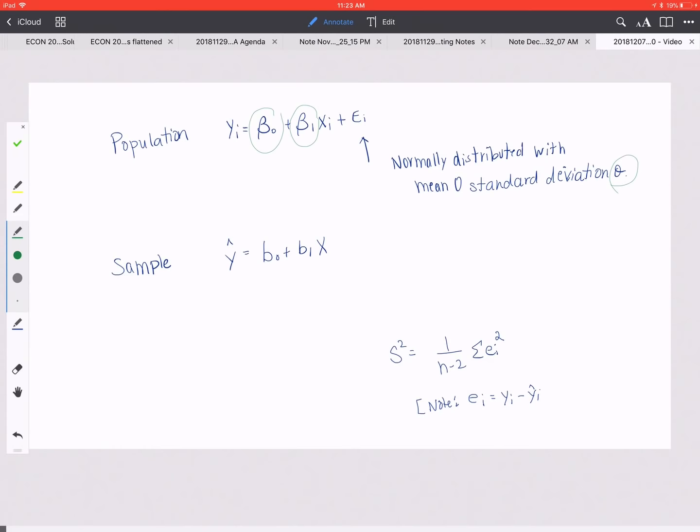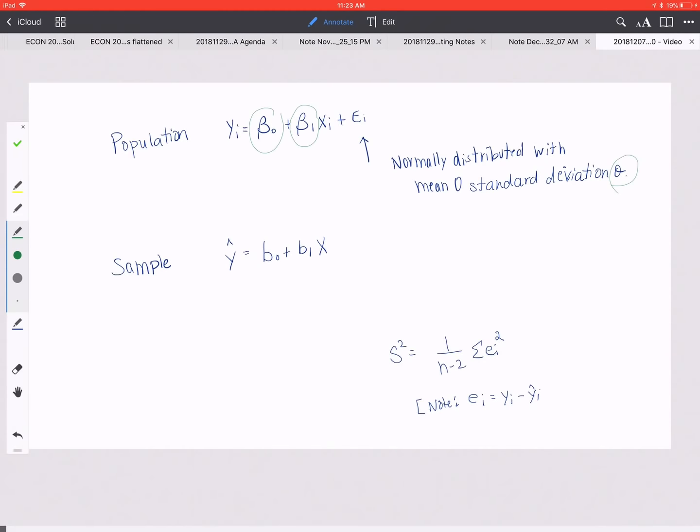First, let's connect the least squares regression line with the population regression line. The population regression line is written here at the top of the slide. You can see I have denoted the population parameters using Greek letters. We have beta 0, beta 1, and sigma, which are circled in green.